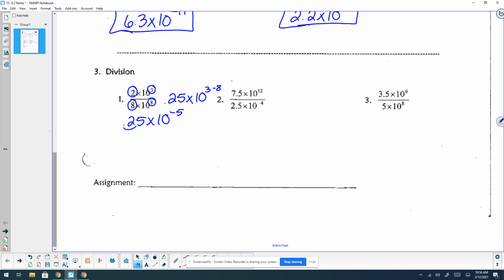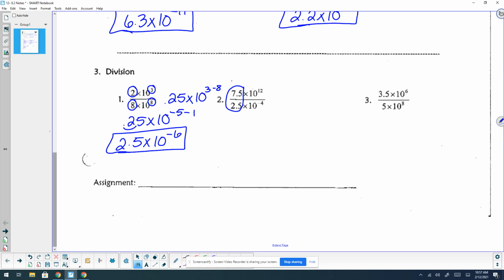I need to move my decimal one place to the right, which is actually decreasing my exponent. So I end up with 2.5 times 10 to the negative 6th. Okay? On to the next example. Take 7.5 divided by 2.5.